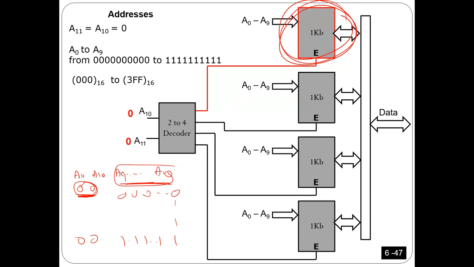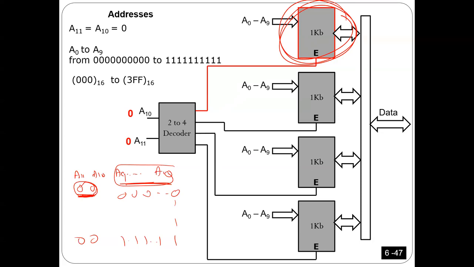So the range of addresses of this chip is: I fix the last 2 bits at 00 because this is a common part for this chip. Then this part has values from 10 zeros until 10 ones, and this part is fixed. This is the range of addresses you have for this chip. You got what I'm saying? Very easy. If you convert this to hexadecimal, you can find it here.